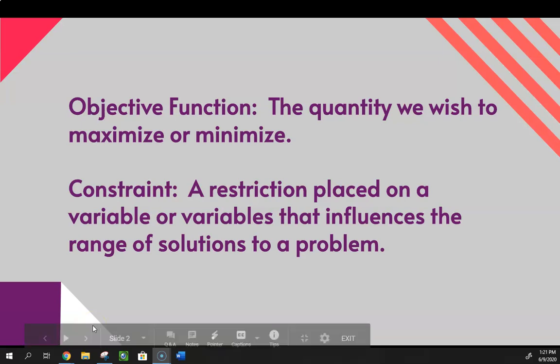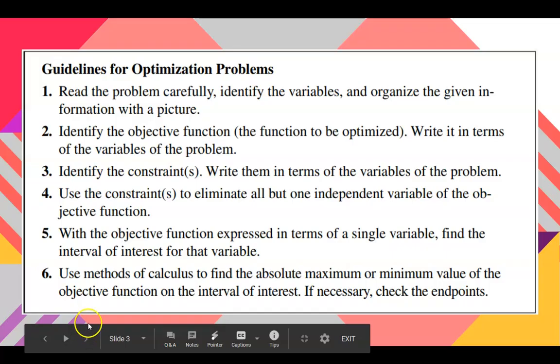When we are doing an optimization problem, we are going to have to write two types of equations within those problems. One of those equations is called the objective function. It represents the quantity we wish to maximize or minimize. And the other equation will be a constraint, some sort of restriction placed on the variables that will influence the outcome of the problem. We are going to go through the guidelines first, and then we're going to do several example problems.